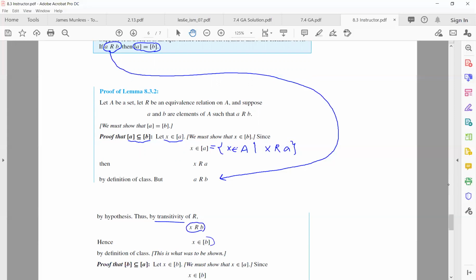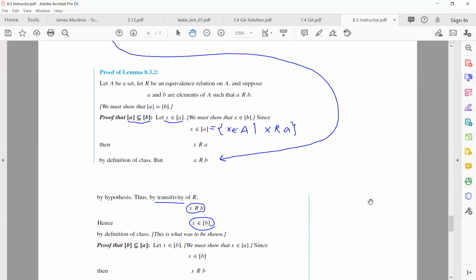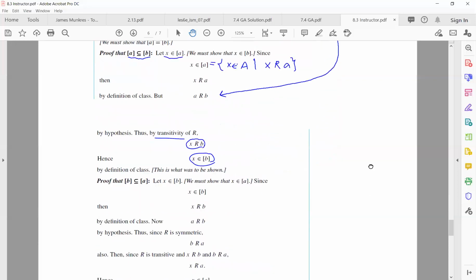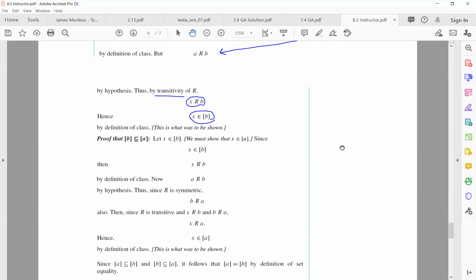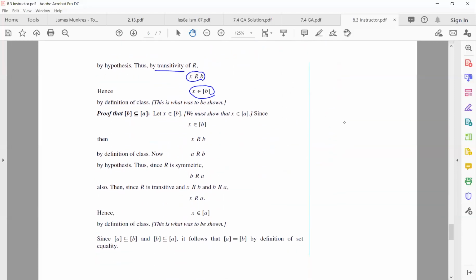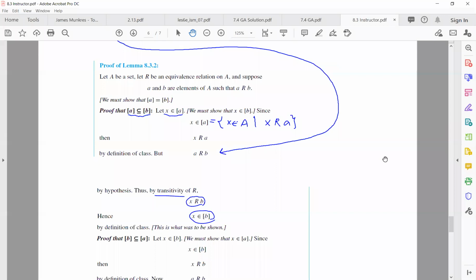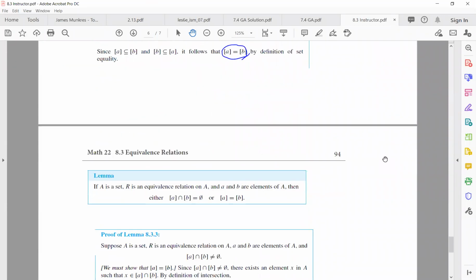What's the meaning of that? It means that X belongs to the equivalence class of B. With the same argument, you can show that the equivalence class of B is a subset of the equivalence class of A, and that's how we prove equality between two equivalence classes. Very well.